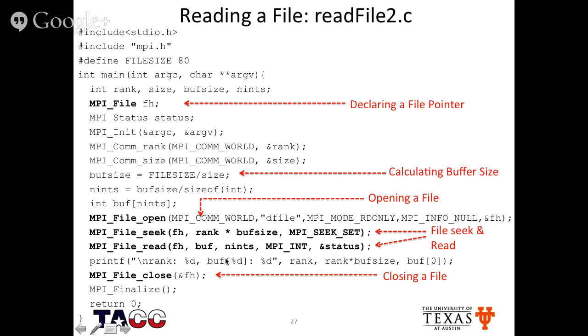I'm printing a value corresponding to the rank in the buffer. Let's say if my rank is 0, I want to print buff 0, the element 0 in the buffer. If my rank is 1, I want to print buff 1. Basically, it's a silly thing I'm doing, but that's all it does. This printf statement, and then I'm closing the file. Then I call MPI finalize. Voila, we have the first MPI program to open a file in read-only mode.